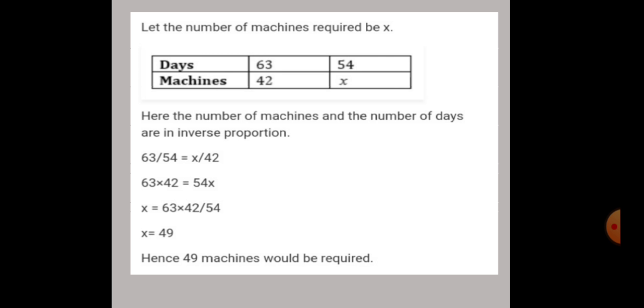So let the number of machines required be x. Days, first they are 63, now they will become 54. Days are reduced, so the number of machines will increase. Here the number of machines and the number of days are in inverse proportion. So we can multiply 63 into 42 is equal to 54 into x. Through that we will find the value of x. Hence 49 machines would be required. So the number of machines will be increased.